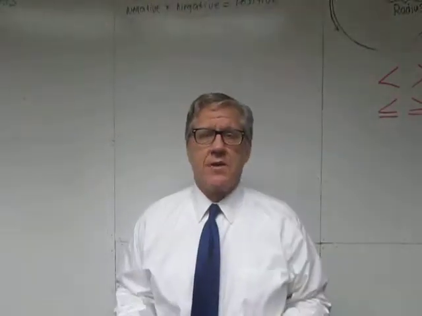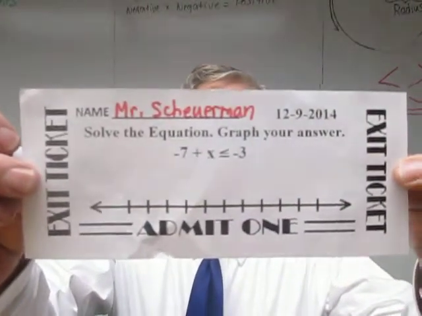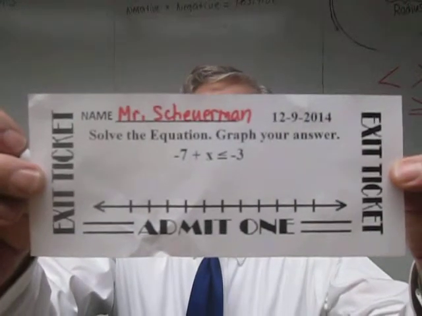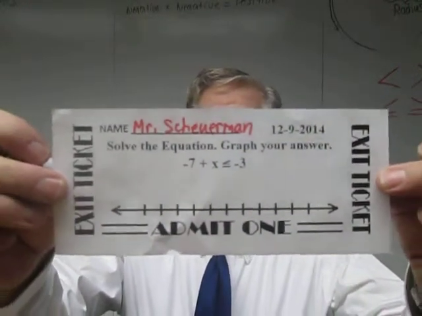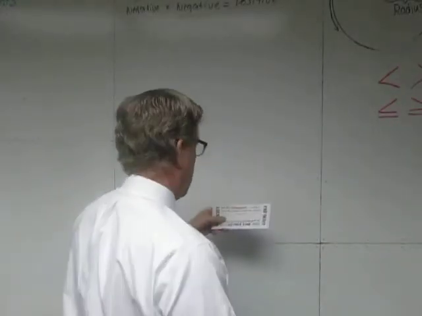Hello class. We're going to go over the exit ticket from yesterday. It was December 9th, 2014. Here it is, Prairie Middle School, our exit ticket. We're going to solve the equation and we're also going to graph it. Okay? Everyone pay attention. Here we go.